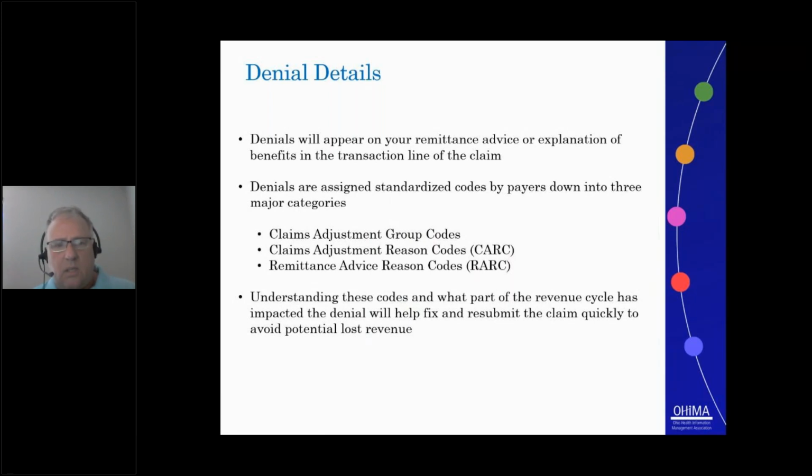An RARC, or remittance advice remark code, gives more detail to the CARC and can clarify additional logic to the provider. All of these codes will be provided by the payer and provide insight to the reason for payments, denials, and any other adjudication on the claim.